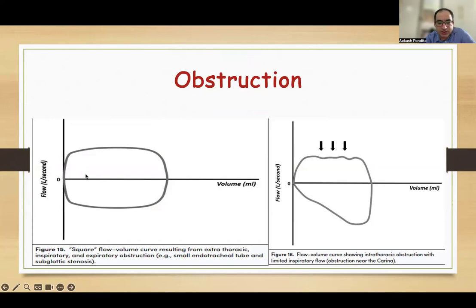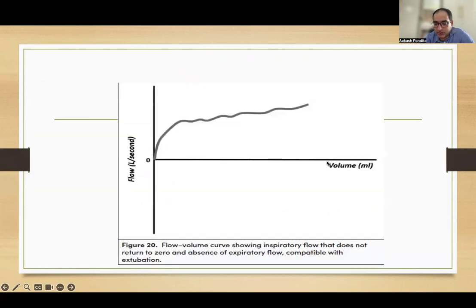Similarly, if there is an extrathoracic obstruction, that is obstruction during both inspiration and expiration, like a small endotracheal tube or a subglottic stenosis, you will get a square flow volume graph like this. Whereas if there is an intrathoracic obstruction, like obstruction at the carina, you will have inspiratory obstruction like this, with serrations on the inspiratory flow volume limb.